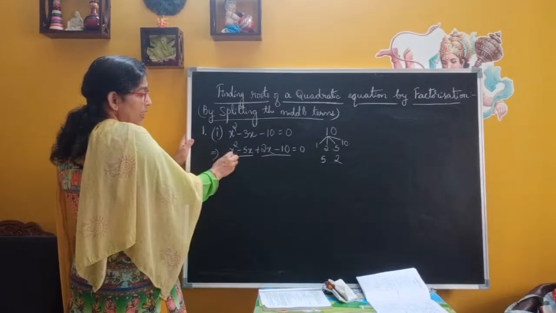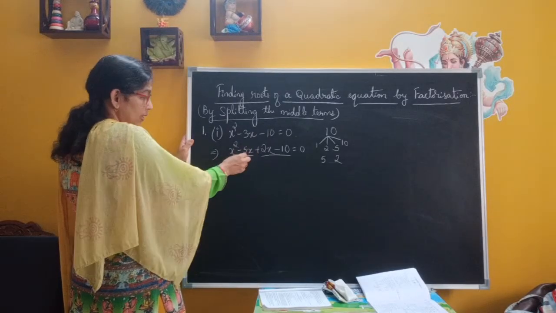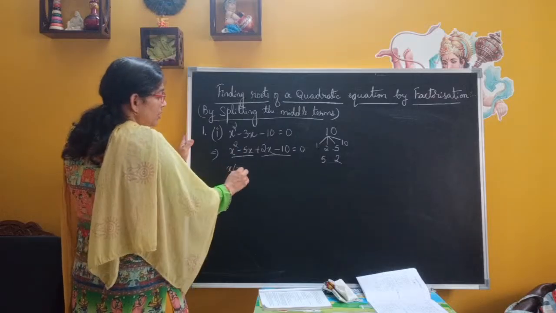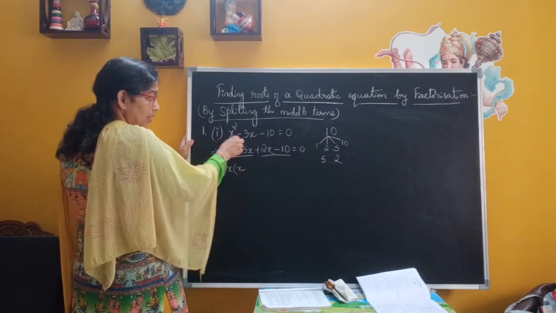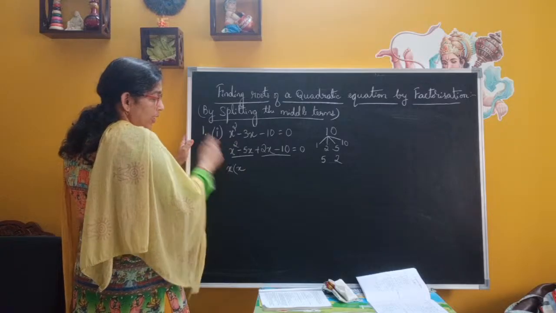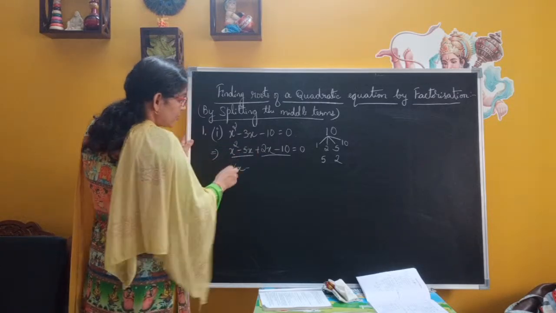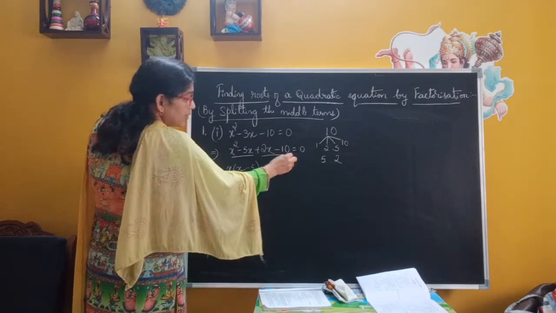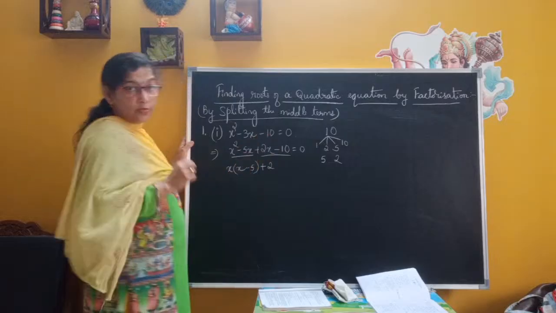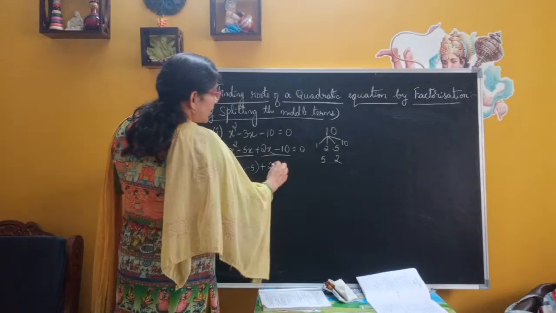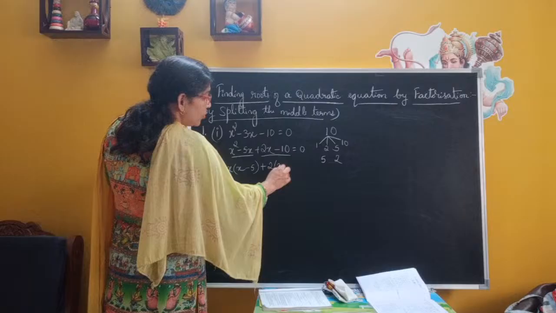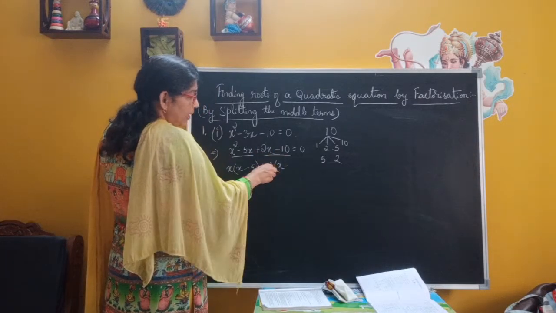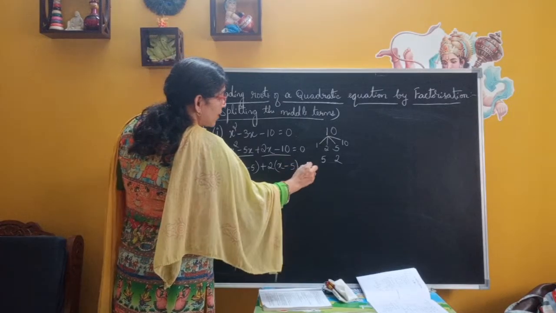In the first group we have x square minus 5x, where x is the common factor. If I take x outside, what remains inside the bracket? x, because x square by x is x only, and minus 5x by x, the x gets cancelled, what remains is minus 5. In this group, I will take plus 2 as the common factor. 2x by 2, the 2 gets cancelled, only x remains. Minus 10 by 2, 2 fives are 10, so x minus 5.